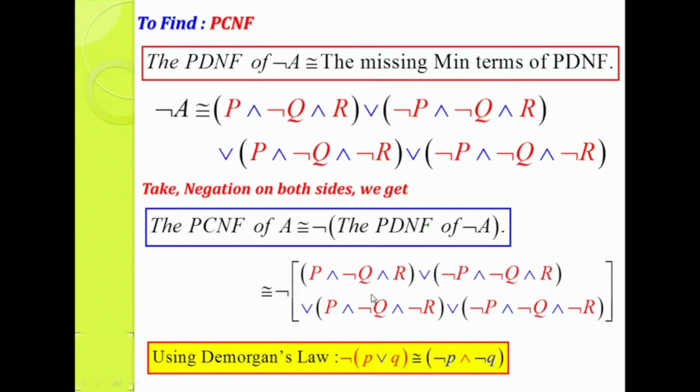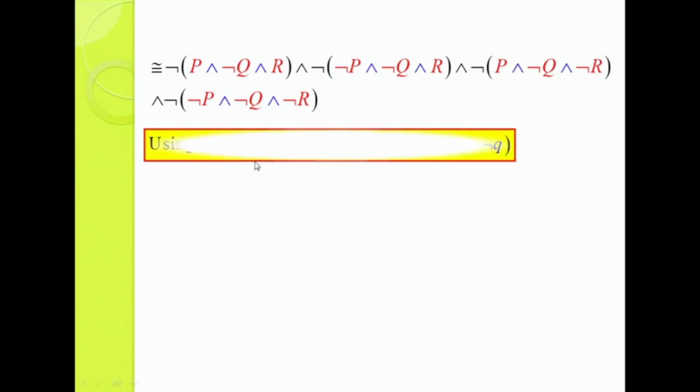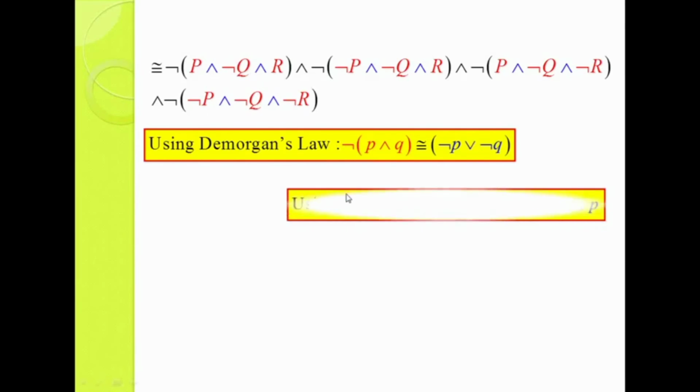So using De Morgan's law, we write this expression as negation of first term and negation of second term and negation of third term and negation of fourth term. Once again using De Morgan's law and double negation law, we get the PCNF of given statement. Negation of P and Q can be written as negation P or negation Q. Previous step, negation of P or Q can be written as negation P and negation Q. What is the double negation law? Negation of negation P can be written as P only.